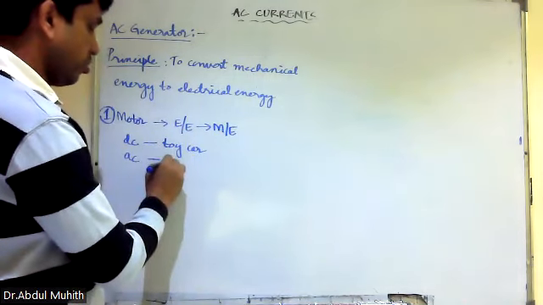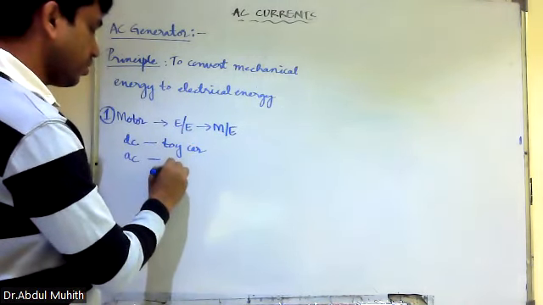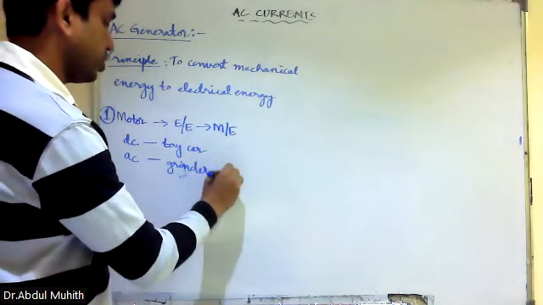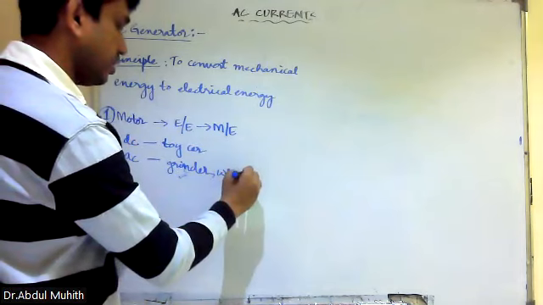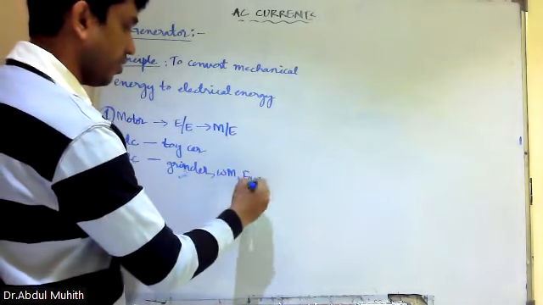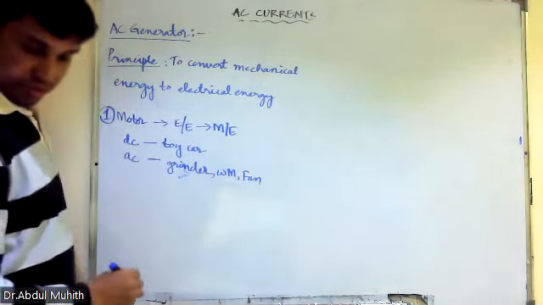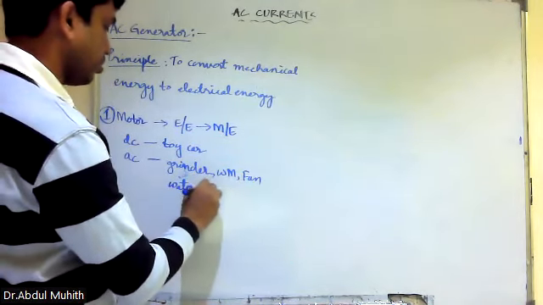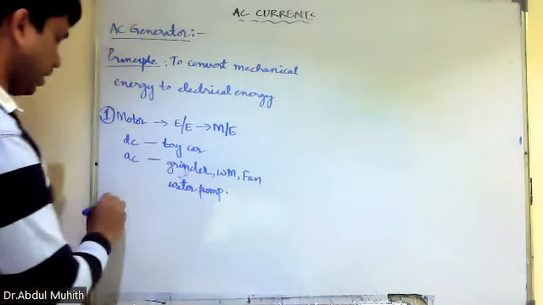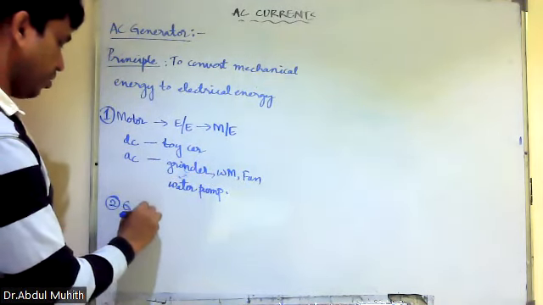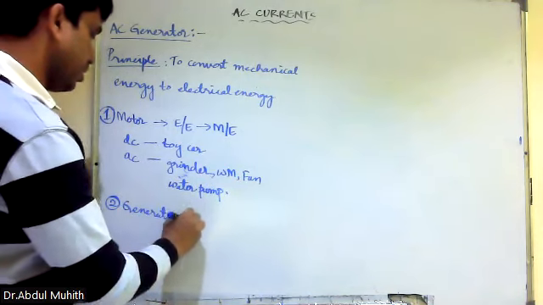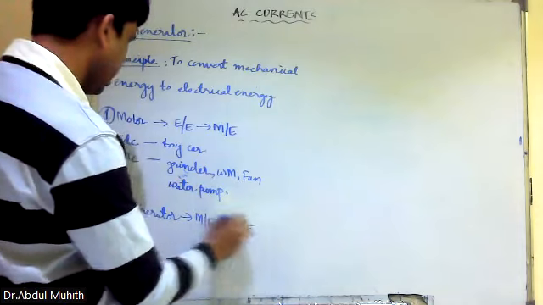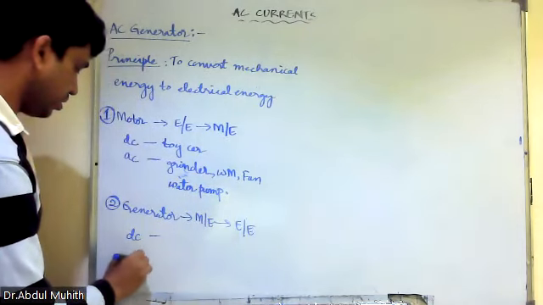AC motor examples are grinder, washing machine, table fan or ceiling fan, whatever it is, and water pump. These are all the examples of AC motor. Second one is generator. What is generator? Generator is converting mechanical energy to electrical energy. Now in that we have again a DC generator and AC generator.